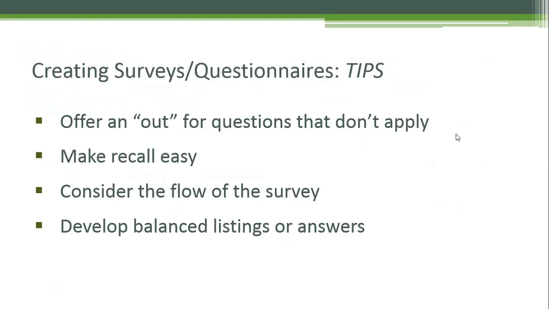And then considering the flow of the survey. When you're reading through the survey, is it making chronological sense? You have an introduction, baseline, and then as you go on, you're making the survey more specific, maybe asking questions correlated time-wise to how the event was run. And then lastly, developing balanced listings of answers. Make sure there's not an offset with just a lot of specific questions or a lot of generic questions. You have a balanced group of initially broader answers, and then towards the end getting into more specific information.